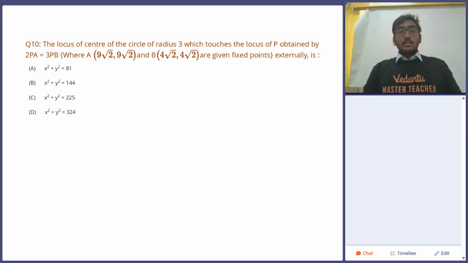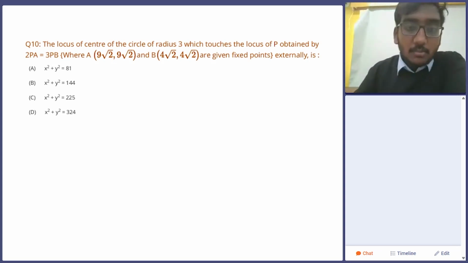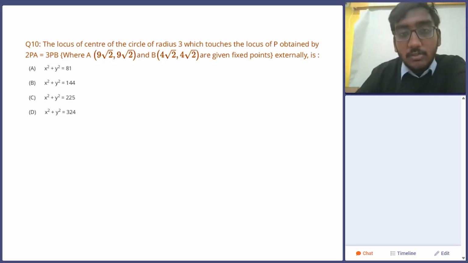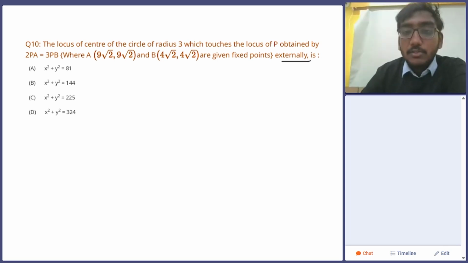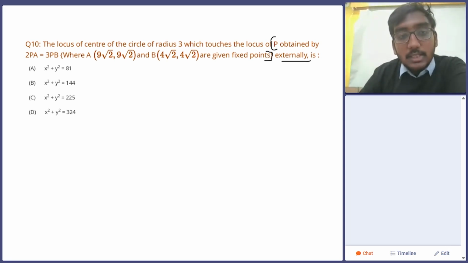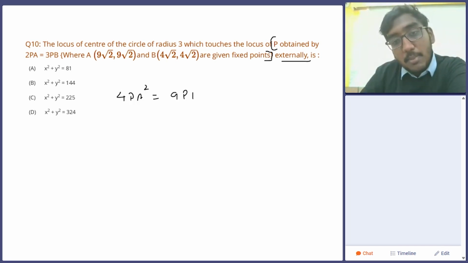Yes. So this question is from circles, okay? The locus of center of circle of radius 3, which touches the locus of P obtained by one condition they have given, externally, okay? So first you simplify this expression. P is obtained by one condition, right? What will be the locus of all such P? There is a condition, right? If you square it on both sides, it will be 4PA square equals 9PB square, right?